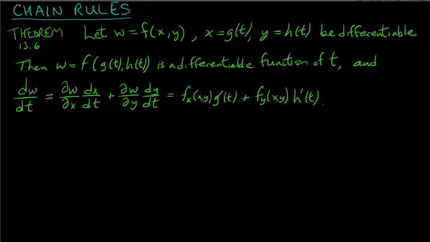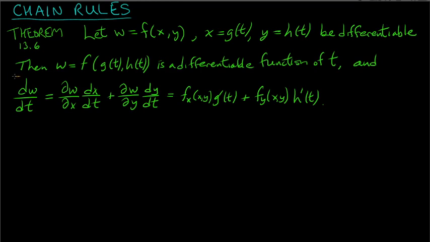It's the easiest one, where w is a function of x and y, and x and y are both functions of t, and these are all differentiable functions. Then w is a function of just t, right? You can sort of eliminate the x and y's and write it simply as a function of t, and it's a differentiable function of t, and, well, here's its derivative, right?